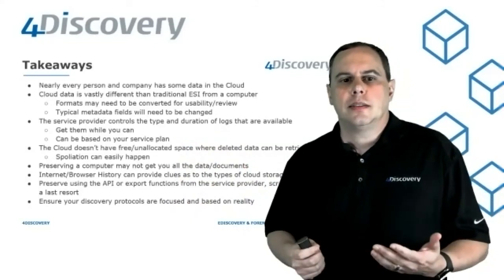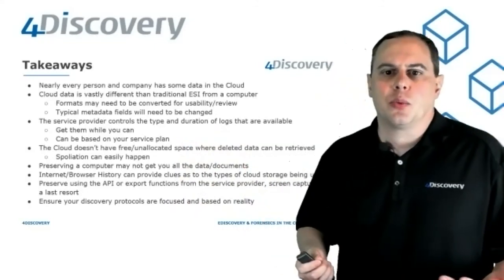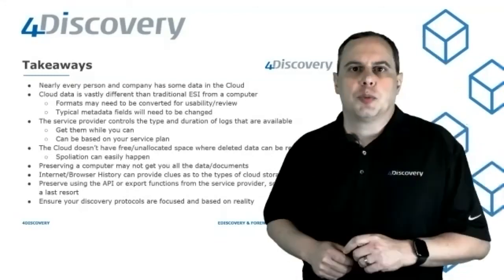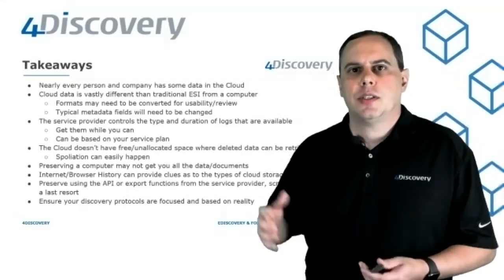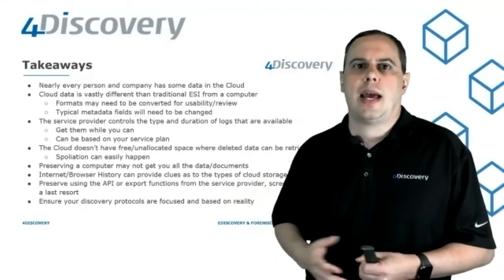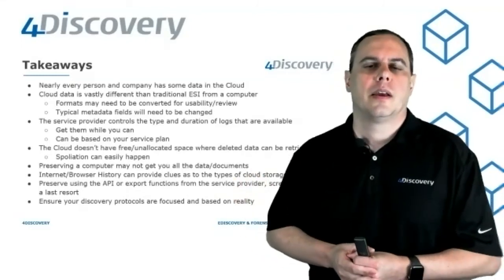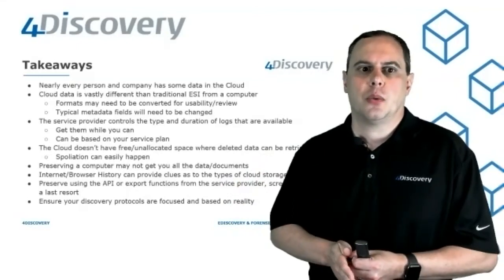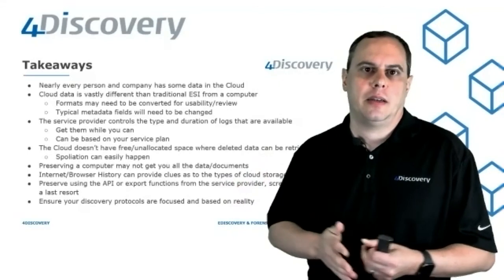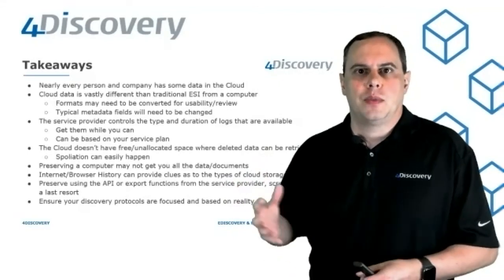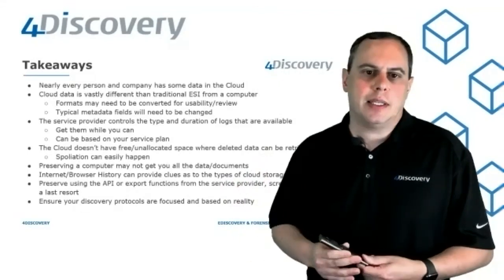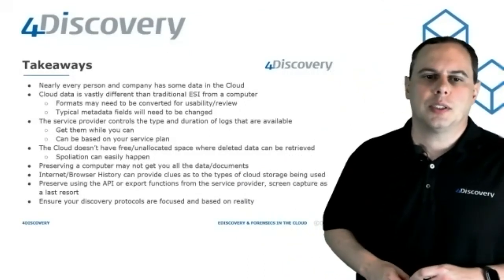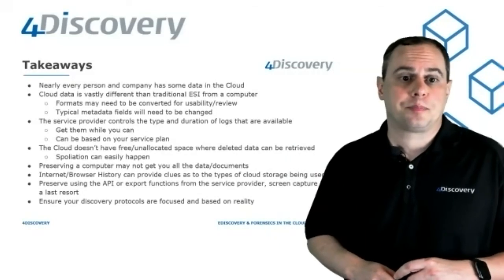The cloud data doesn't have that free and allocated space that we're used to recovering deleted data and artifacts on. So spoliation can happen easily, especially since that cloud data is constantly being accessed and is constantly syncing. So last modified, for example, there's not often a way to roll back a last modified date on cloud data. So documents are being uploaded, changed, deleted over a period of time. Make sure that you're grabbing that so spoliation doesn't happen.